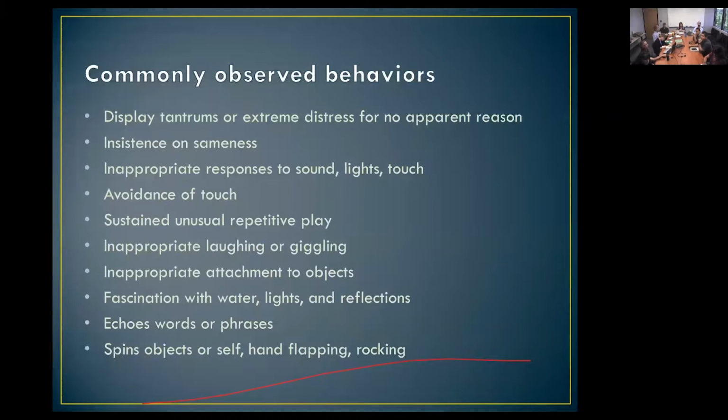Again, I put avoidance of touch on there because I think it's pretty important for both social interactions and their behaviors. This sustained, unusual, repetitive play. For instance, some of the kids that we see who are on the spectrum, spinning of things can be a very repetitive play for them, and so they'll spin a plate for 2 hours, and that can be an indication that they might have ASD. Inappropriate laughing or giggling, inappropriate attachment to specific objects. Fascination with water, lights, and reflections, and that'll come up when we talk about the types of calls you might receive with somebody who's on the spectrum. And then again, this echolalia, this repeating of words and phrases over and over and over, almost like they love the way that a certain sound creates when they speak it. And then I already alluded to this: the spinning of objects or themselves, hand flapping and rocking. Okay, so those are the most commonly observed behaviors in those two symptom domains.